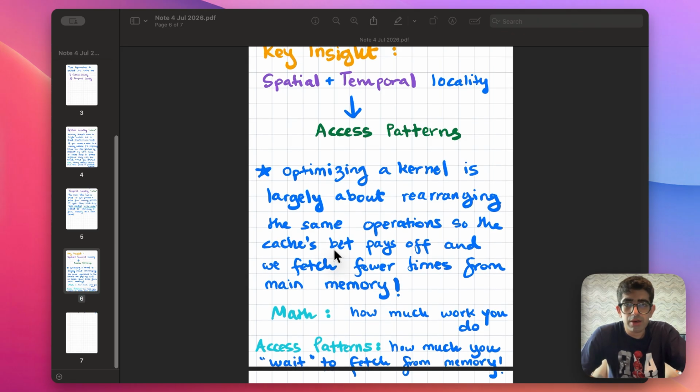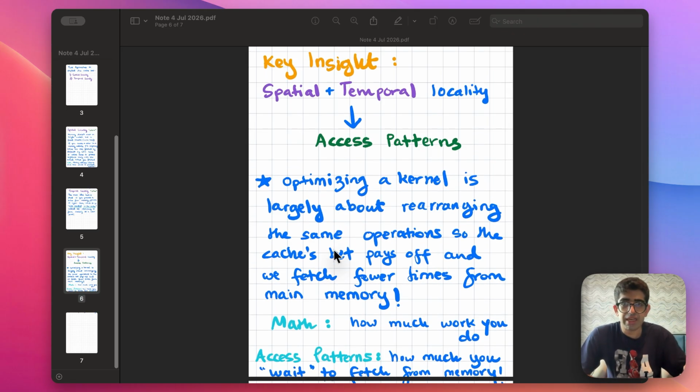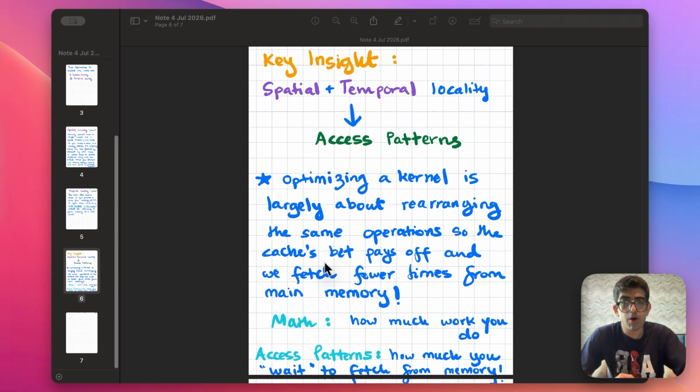So the key insight when it comes to spatial and temporal locality is this concept of access patterns, or the way in which we access the data that we are processing. Optimizing a kernel is largely just about rearranging the same operations so that the cache's bet pays off and we fetch fewer times from main memory, which is extremely costly.